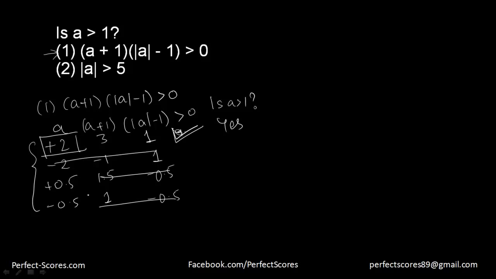That means now is the time for you to logically think out this statement, because I'm only getting a yes. Now if you can clearly see a plus 1 into modulus of a minus 1: if a is a decimal, then this becomes negative. If a is a negative number, then this becomes negative, right? So that means a has to be a number greater than 1, which is what the question is asking. Hence statement 1 is sufficient. That means answer option A or answer option D.